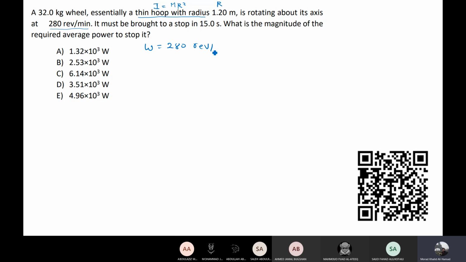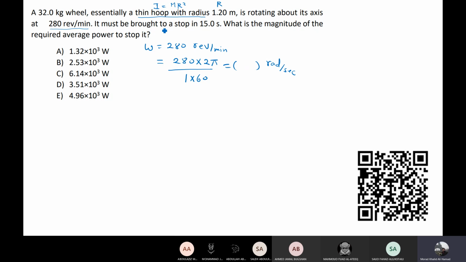Remember this is revolutions per minute, and usually we are dealing with rad per second. How can we convert it? We can say it is equal to 280 times, instead of revolution we put 2 pi, because one revolution is equal to 2 pi, divided by 1 minute times 60 seconds. Correct guys? Yes. And this will give me some answer in rad per second. Okay, we will calculate it later.